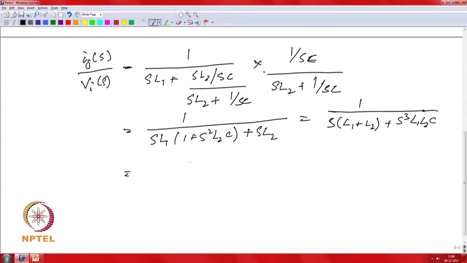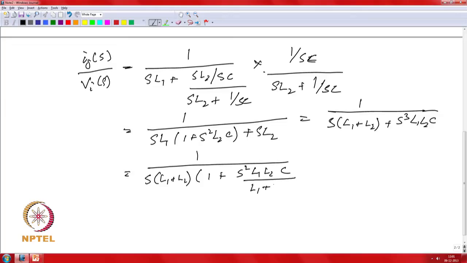So, this can also be written as 1 by S (L1 plus L2) into (1 plus S square L1 L2 C divided by L1 plus L2). So, the quantity L1 plus L2 can be thought of as L. So, essentially the inductor is split into L1 plus L2.